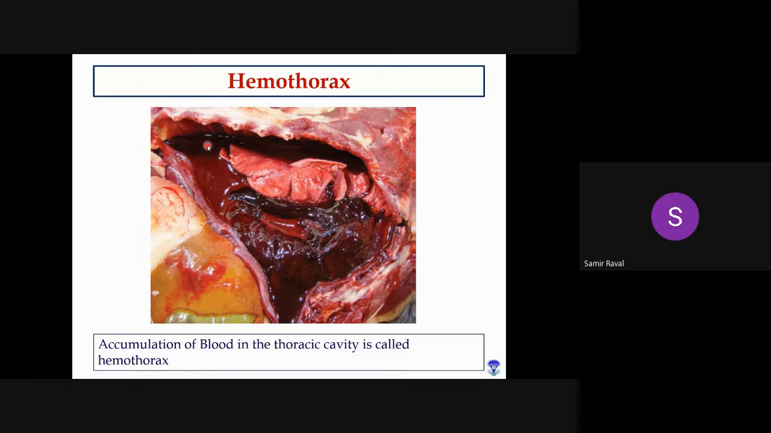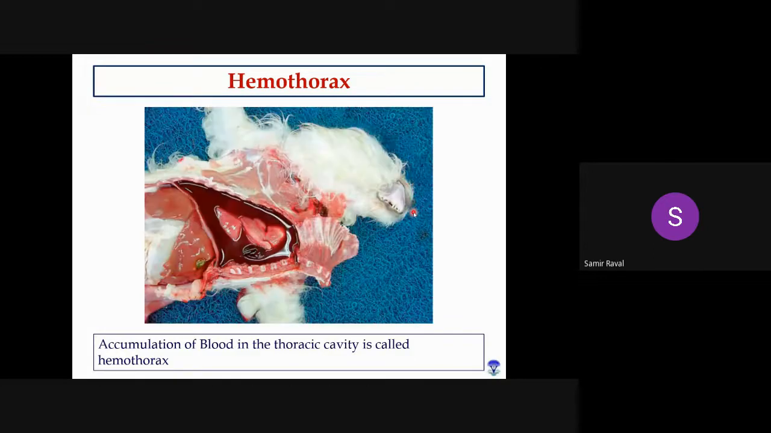Here also you can see the entire thoracic cavity is filled with the blood, so we can use the word hemothorax. Many a time this ruptured aorta, or when the heart chambers get ruptured due to any injury like bullet wounds or when they get stabbed, in that case ultimately you will find such type of changes. Here also you can see the entire thoracic cavity is filled with the blood, so hemothorax.